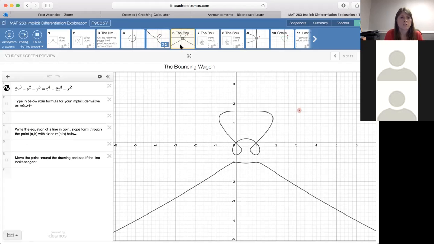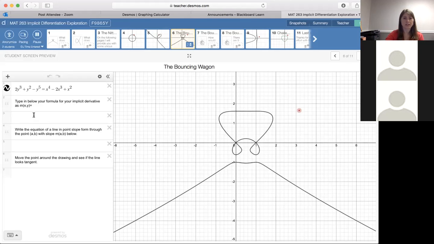So this is slide 6. On slide 6, this is the bouncing wagon one. And on this one, there's one change in the coding that you'll want to make sure you notice. Notice our function is different. If I just look at this function quickly, there's no products. Even though I have a bunch of y's and x's, I do not have an x times y, or an x squared y squared, or x cubed y. No product, no cross terms.